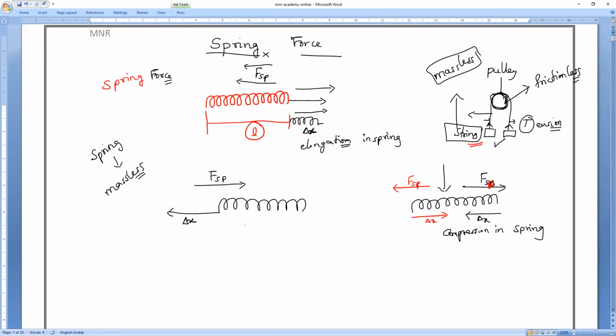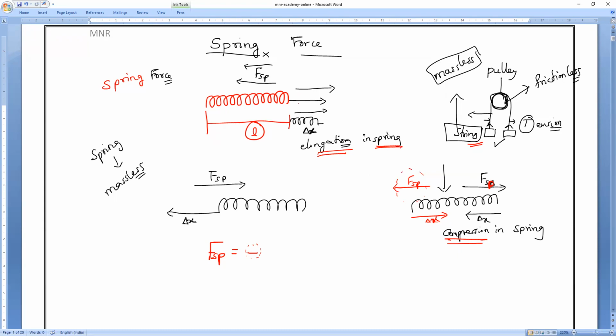So the spring is considered massless. Then the spring force formula, which we already know, is F equals minus k delta x. The minus indicates what actually? Always opposite to what? Minus indicates always opposite to the elongation of the spring, not string, or compression of the spring.